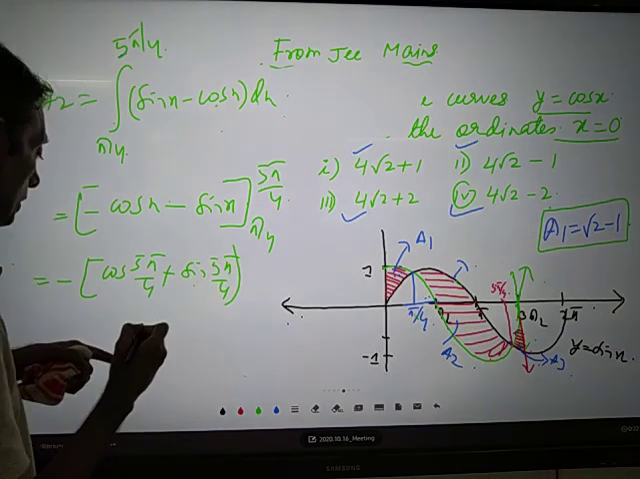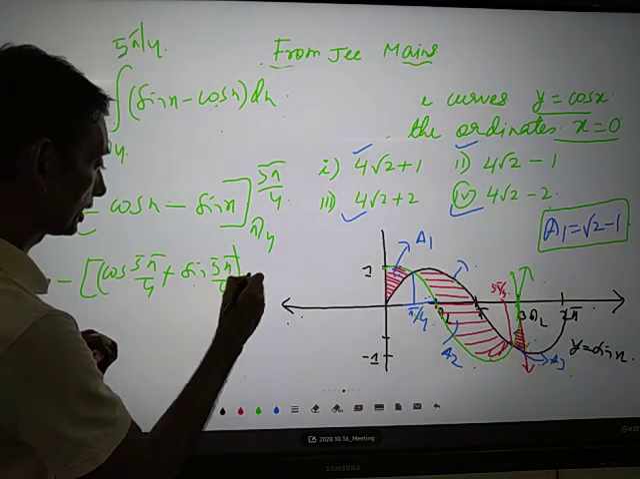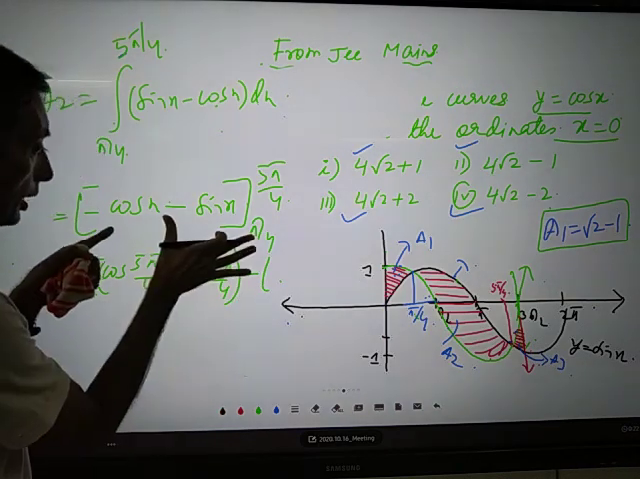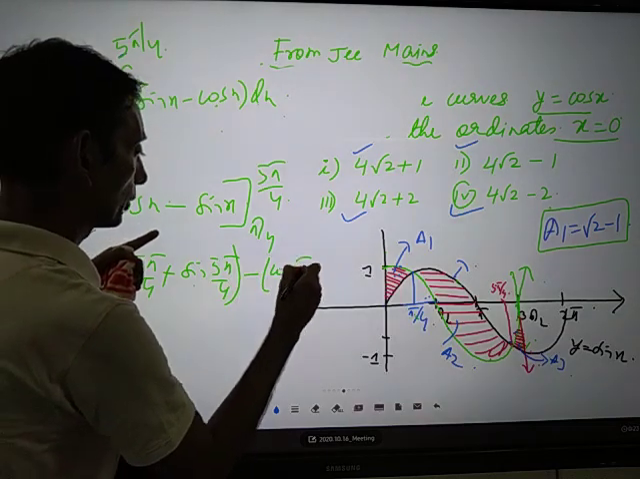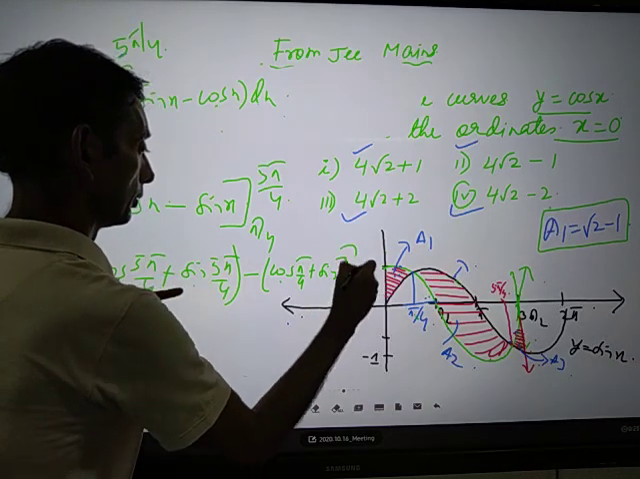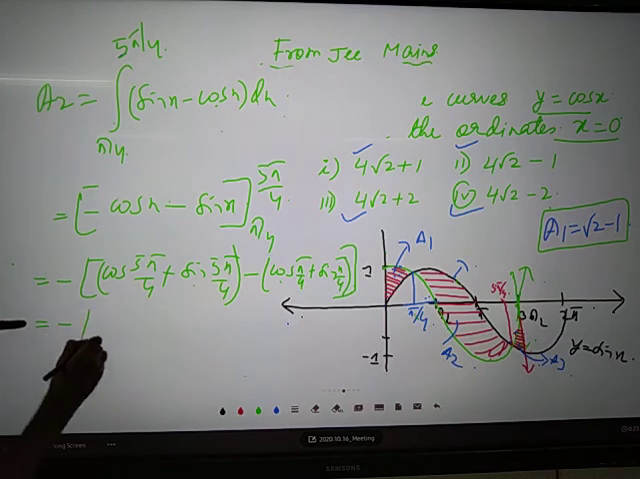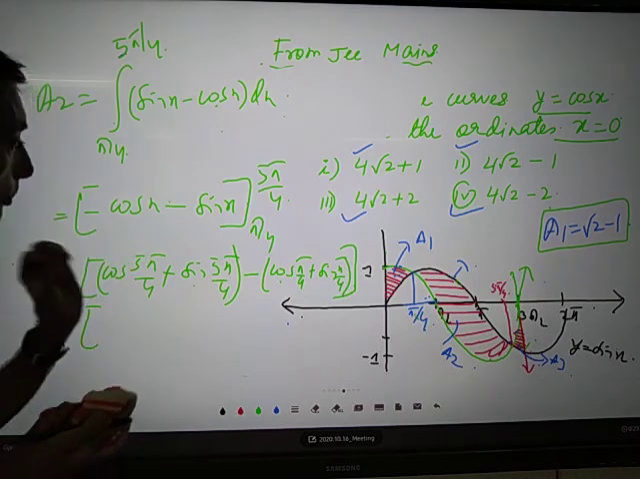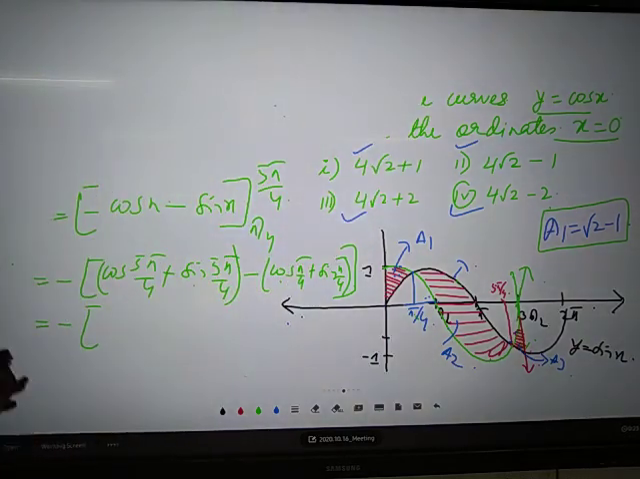And then we'll substitute pi by 4. If you substitute pi by 4, this is cos pi by 4 plus sin pi by 4. Done. Okay. Now let us determine this. What is cos 5 pi by 4 and sin 5 pi by 4? What is the value of cos 5 pi by 4?